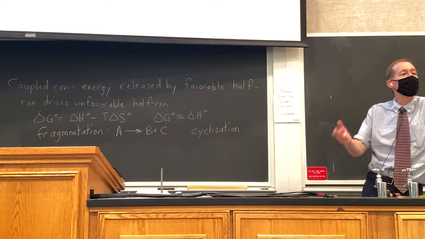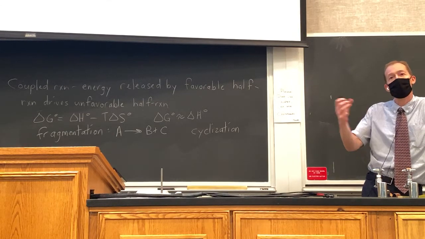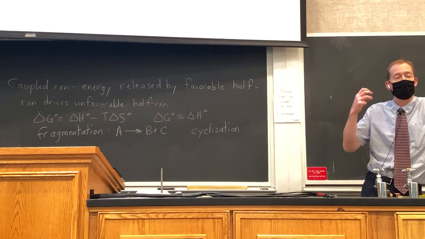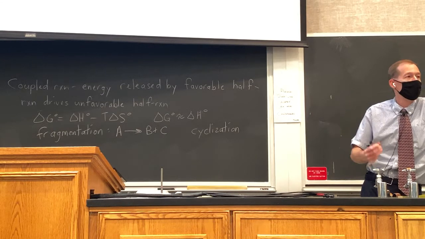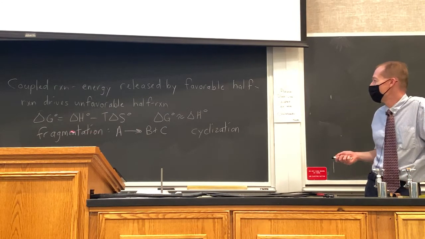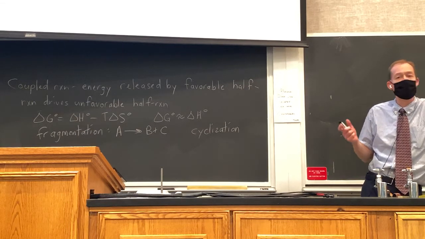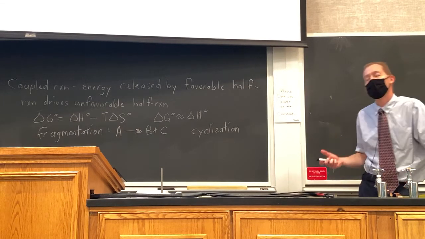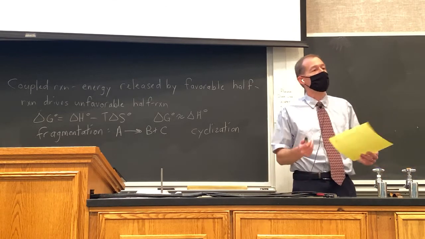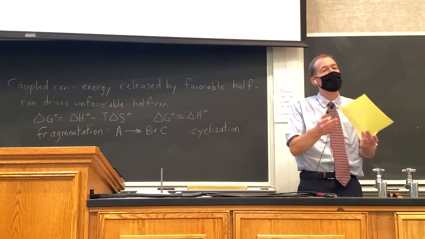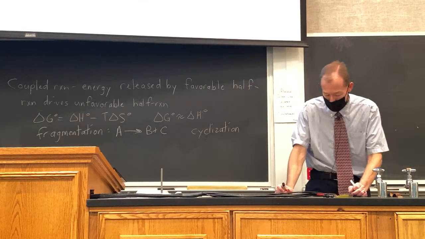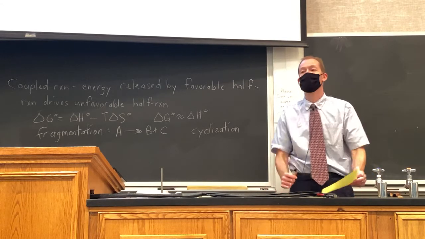Fragmentations are entropically favored. You're producing more molecules, and therefore you have less order, more disorder. So these are the two types of reactions in general where we have to pay attention to changes in entropy. In other reactions, we're just going to set delta H and delta G equivalent to each other.